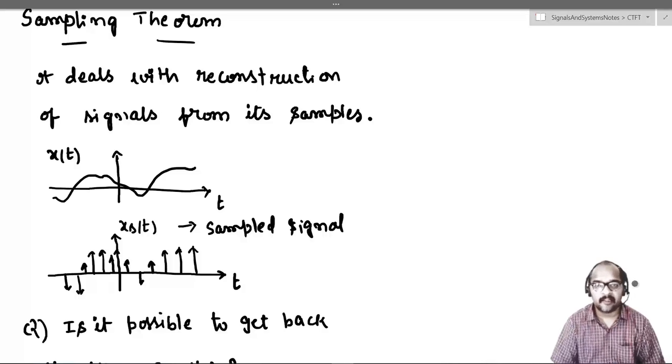But why should we study this? When the signal x of t itself is there, why should we talk about samples? If you look at the current scenario, most of whatever we do is in the digital domain. Digital domain means whatever we do is stored in memories, correct? You store it inside the memory, do some processing, and then we transmit or process the signal.